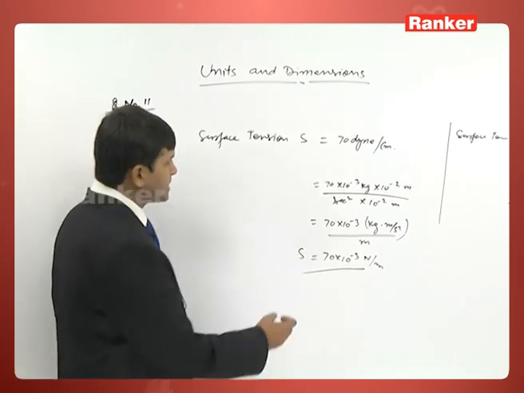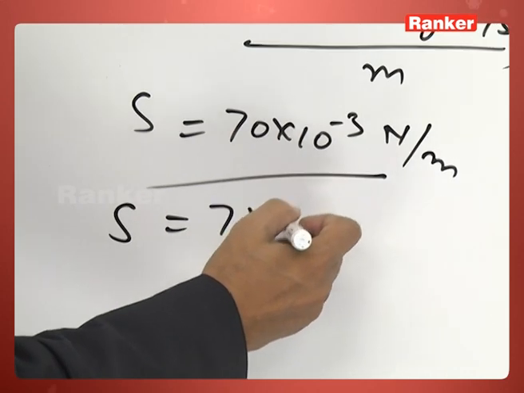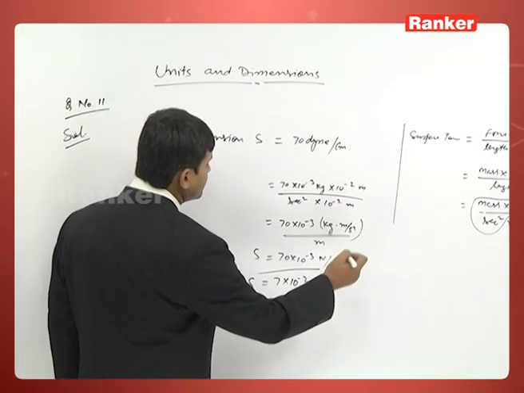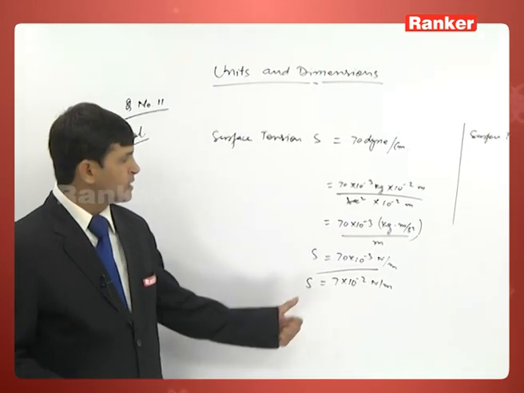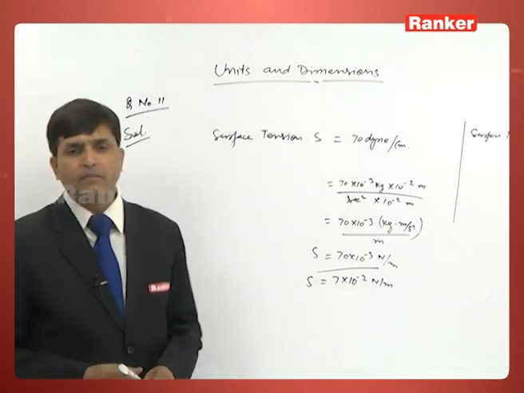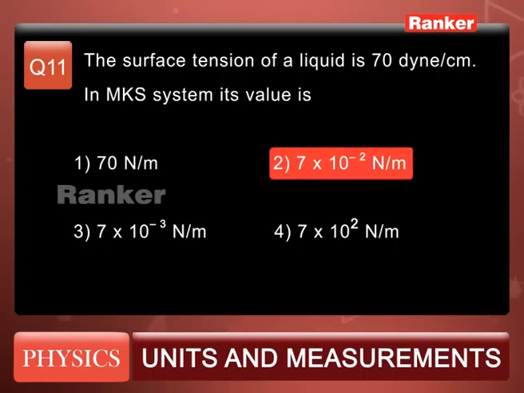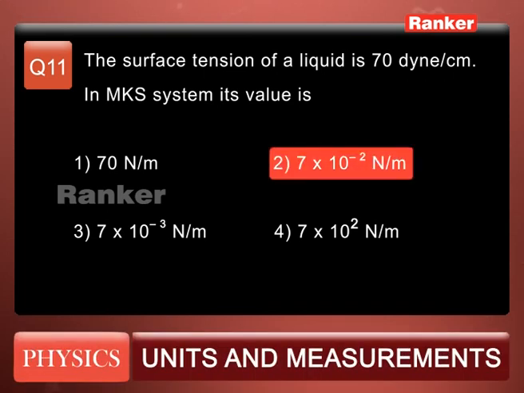So finally we can say surface tension in the SI system is written as 7 into 10 power minus 2 Newton per meter. This also can be said in the MKS system. So our correct option is option number 2. Hence option 2 is the correct answer.